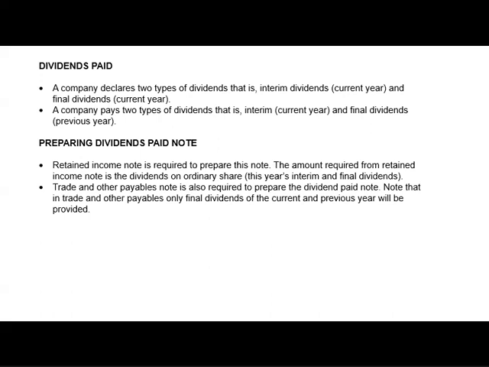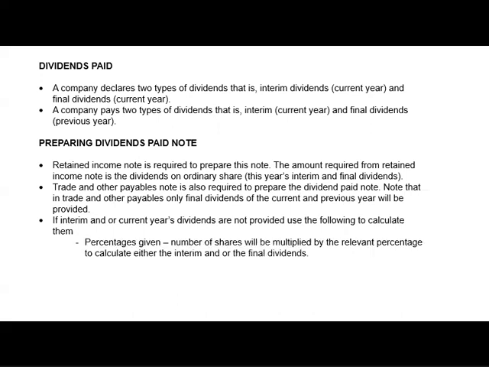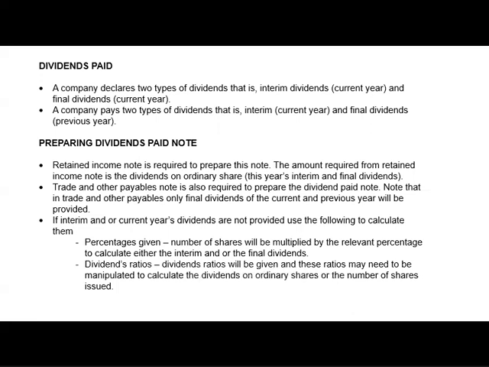Okay. If interim and or current year's dividends are not provided, you will need to calculate them. Normally, you use the percentage given, and they'll tell you that you need to take that percentage and multiply it by the number of shares. Or they will simply give you a dividends ratio. Dividends ratio falls under ratios and analysis, and it'll be dividends per share. Normally, when we calculate dividends per share, it will be your ordinary dividends divided by the number of shares that were issued. Okay, just remember that.